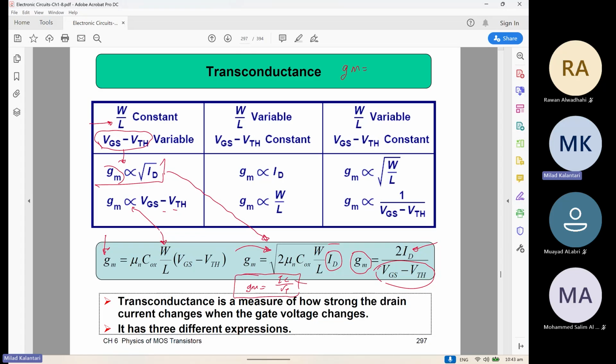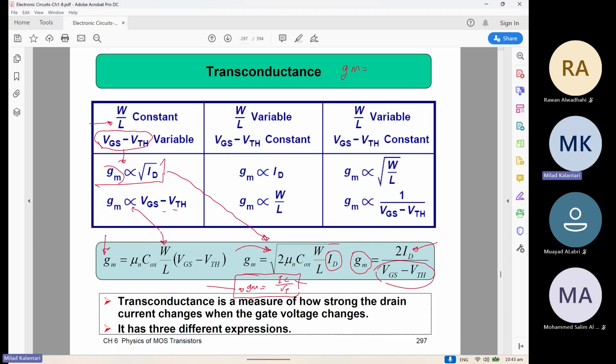So in terms of the GM, the BJT device has a better, or a higher, GM versus the current, because the GM is an important parameter for us, right? GM is showing up in the gain, so the higher the GM is, the higher the gain.